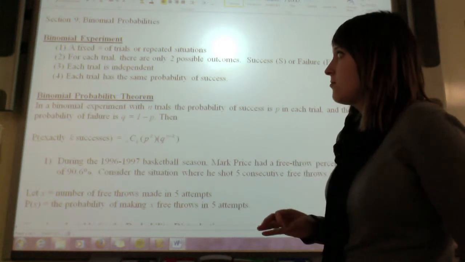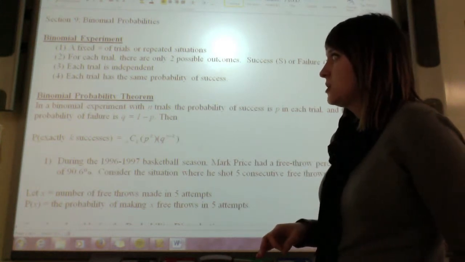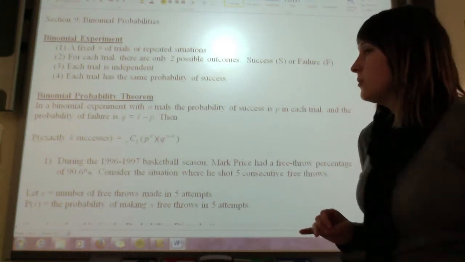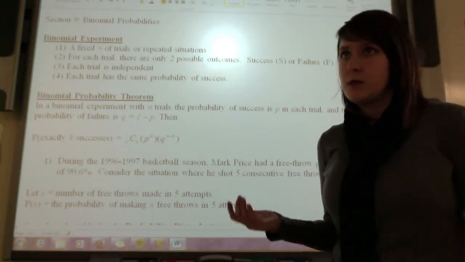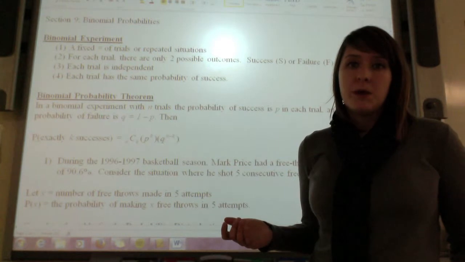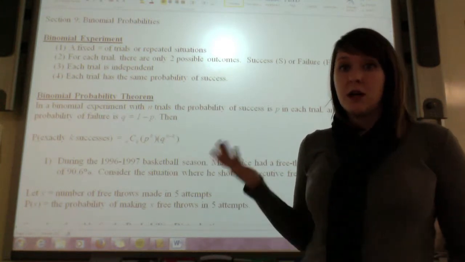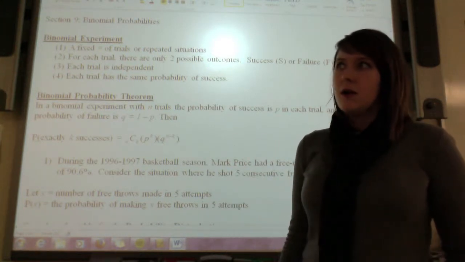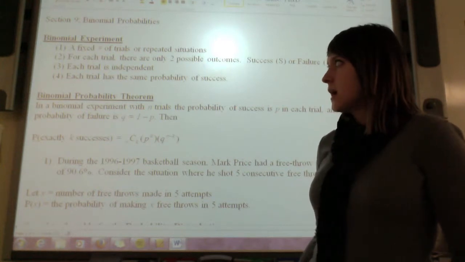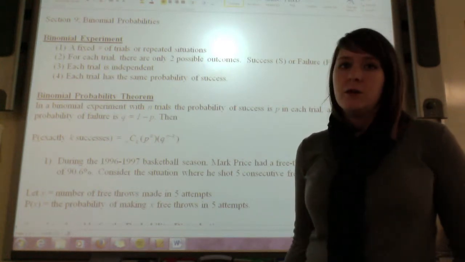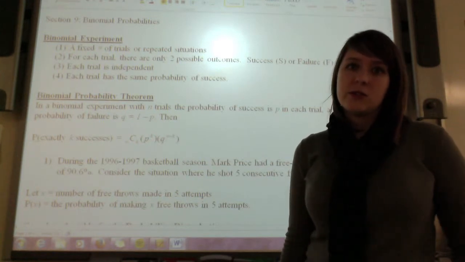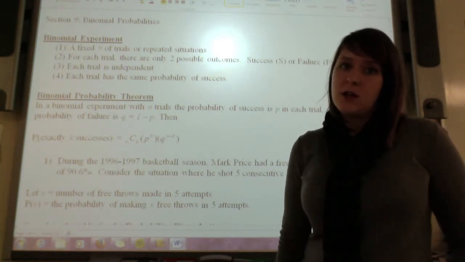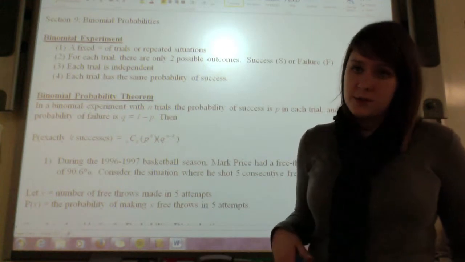It has to have a fixed number of trials or repeated situations. For each trial, there are only two possible outcomes, either a success or a failure. For example, flipping a coin would be a binomial situation because either I get a heads or a tails. Basically, anything that's 50-50, where you've got two possible outcomes, would be a binomial situation, like true-false questions. It's either true or it's false.